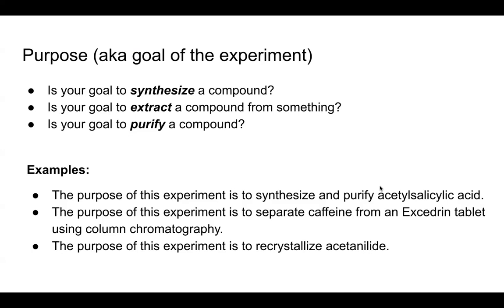because that's the goal of the experiment. The second example, the purpose of this experiment is to separate caffeine from an Excedrin tablet using column chromatography. This is an extraction style experiment. You're extracting caffeine from the tablet. And this one goes into more detail by telling us what technique will be used, in this case, column chromatography.